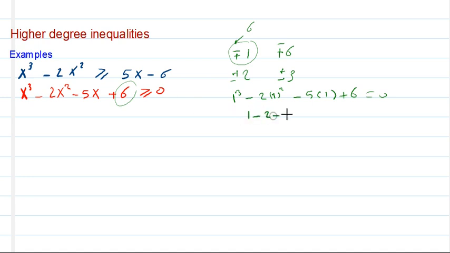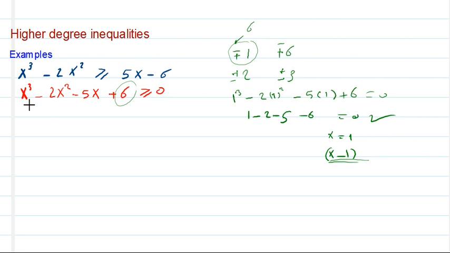Then 1 minus 2 minus 5 plus 6 is 1 minus 2 minus 1... minus 5, plus 6 equals to 0. So it is a root. Then we have a root here, x equals to 1, and the factor will be x minus 1. This is one factor for this equation. So let's go back to the equation and divide it over 1.